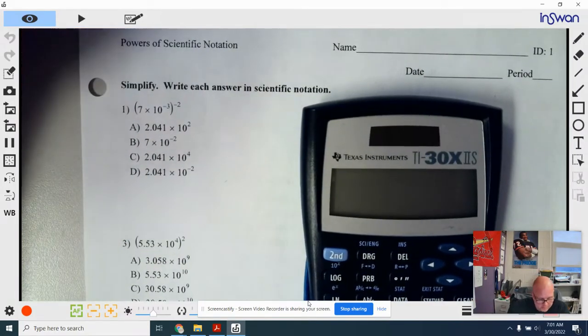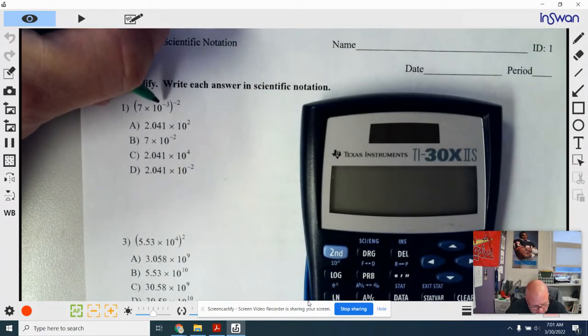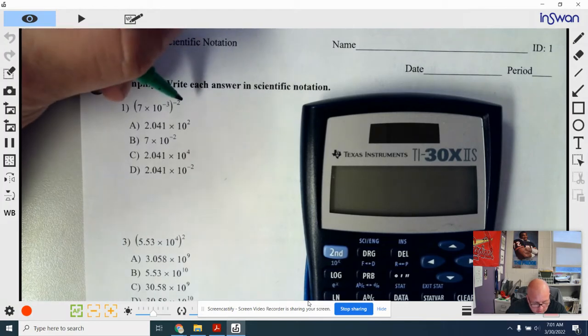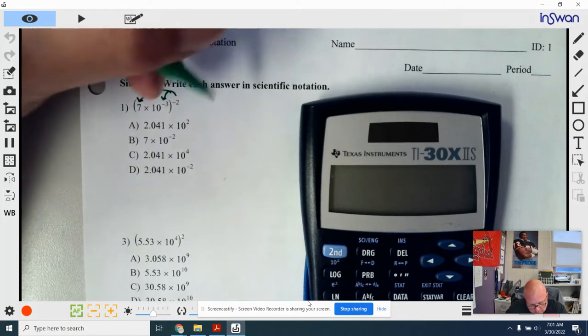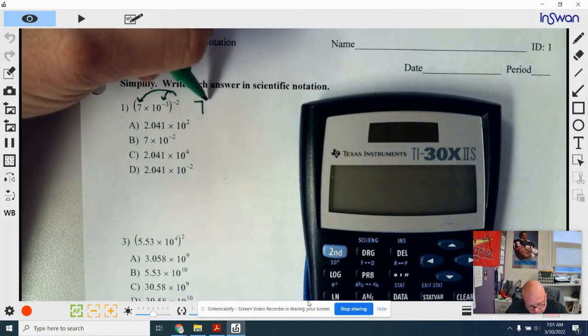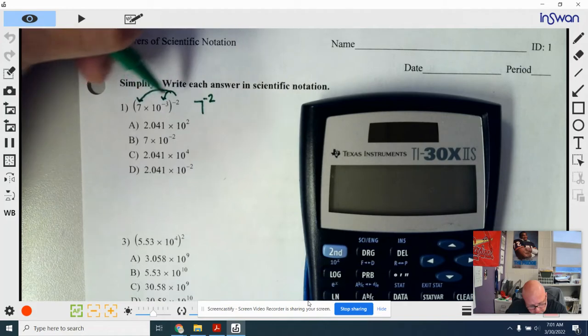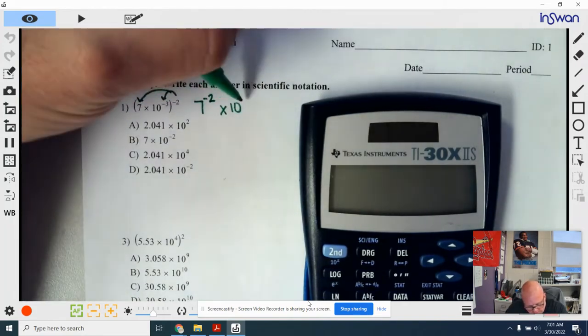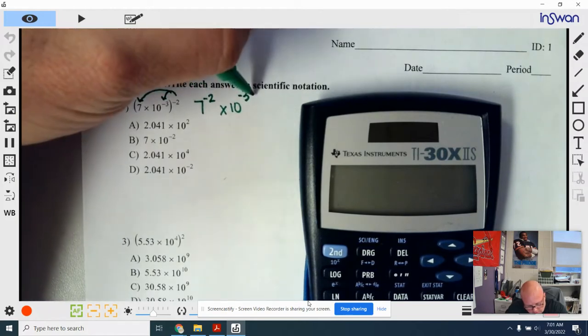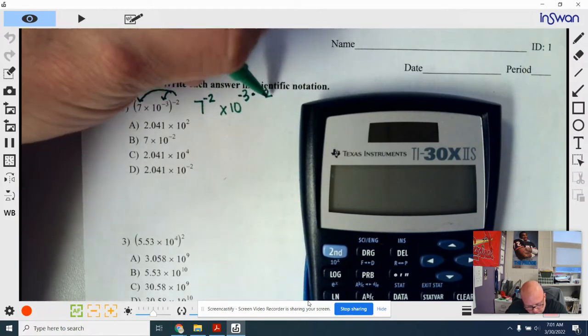So if you look at number one, it's 7 times 10 to the negative third power. And then it's in parentheses because all of this is to the negative second power. So what I need to do is distribute that negative 2 to both pieces in there, the base number and the power of 10. Okay, so I would then have 7 to the negative second power, and then times 10, and then it was a negative 3, and then you're multiplying it by that negative 2 that you're bringing in.